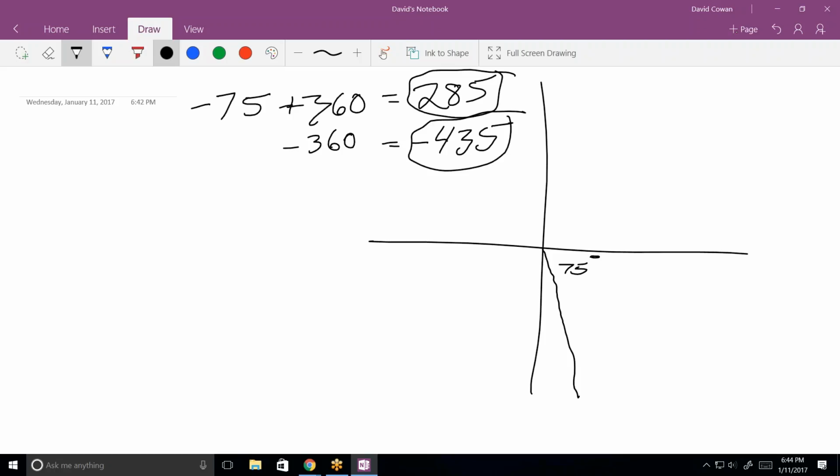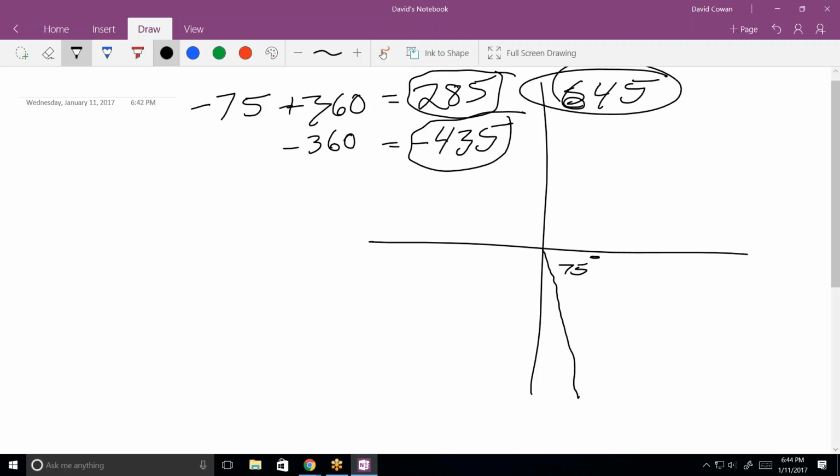And you actually had multiple answers. That's not the only answer. I could add another 360 to that, and I get 645. Well, that's one answer also. 645 is coterminal with minus 75. But usually when they ask for a positive and a negative, they want the smallest positive one and the smallest negative one. And that is the smallest negative one that's coterminal with minus 75.